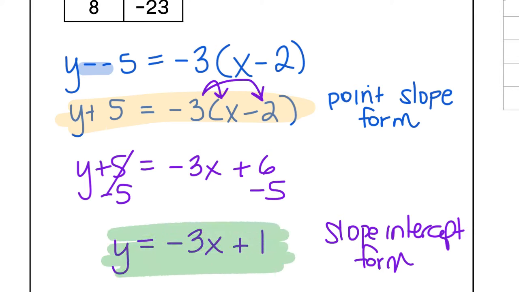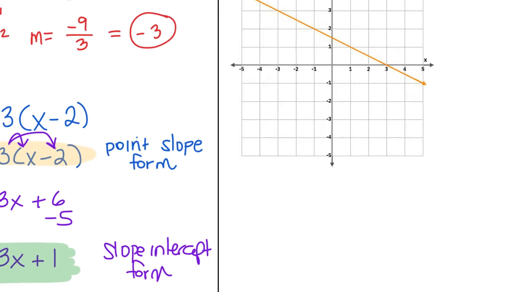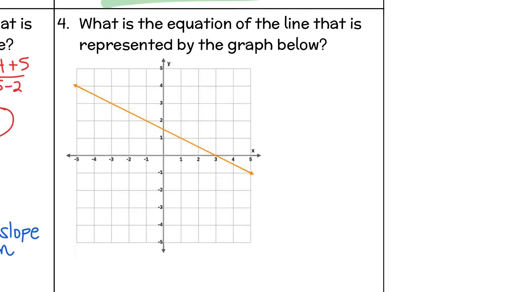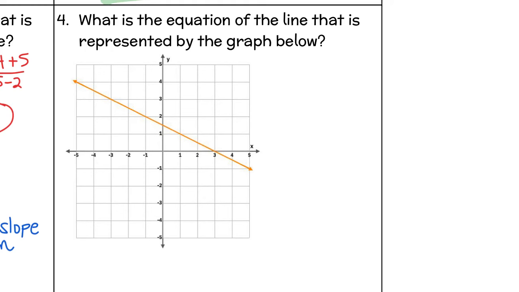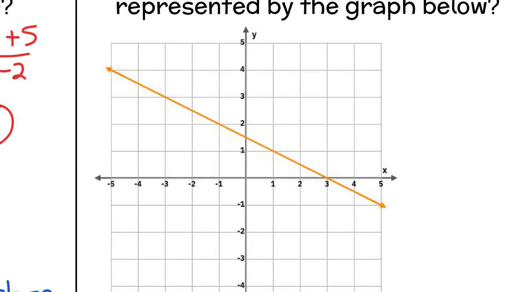Okay, and now just one last problem to look at. This time, it's a graph. What is the equation of the line that is represented by the graph below? So I need to find slope of this line first. In order to find slope, I need two perfect points that are going exactly through the corner. This one has a few of them, right on top of the arrow, here, here, here. You can pick any two of these that you want.